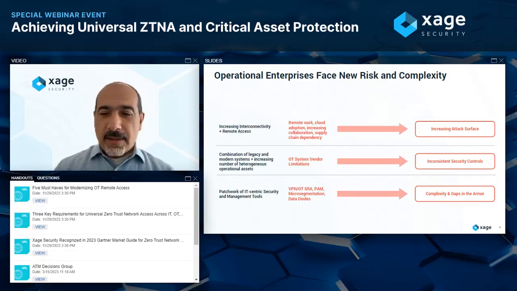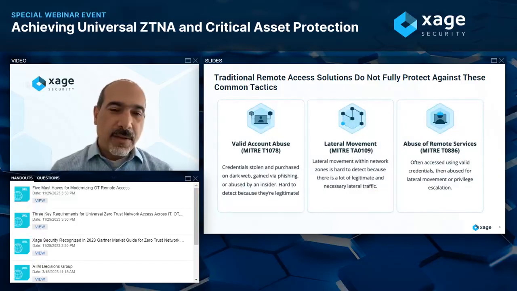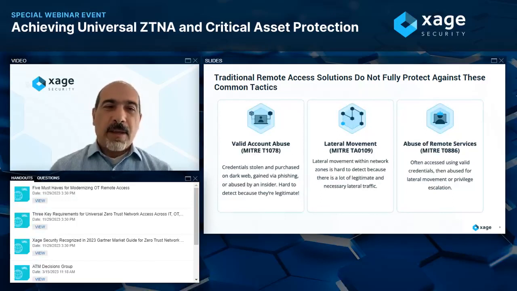Looking at the common attack vectors today, it's not surprising that most of the attacks actually start with valid account abuse. So where credentials and accounts have been compromised and stolen, and they're used as a way to get into the operation in the first place. In fact, 80% of attacks start out this way.